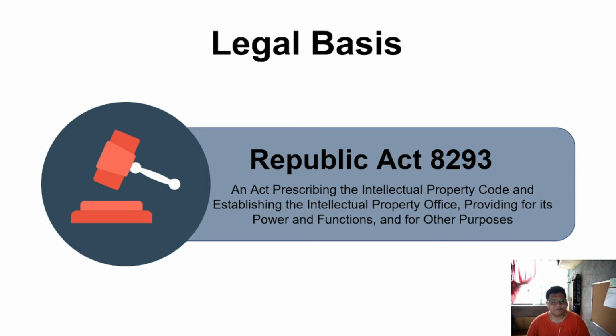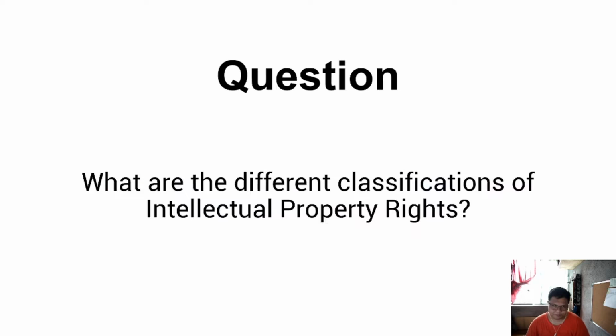So basically, this law says that all of legalities when it comes to intellectual property falls under the Intellectual Property Office. Question: what are the different classifications of intellectual property rights? Going back to the learning target, I differentiate the different intellectual property rights. So we have different varied classifications of intellectual property rights.